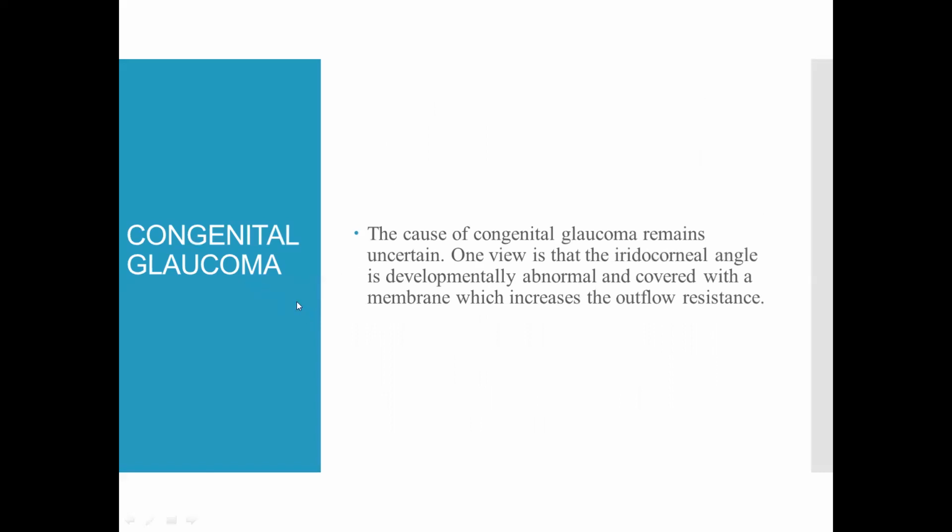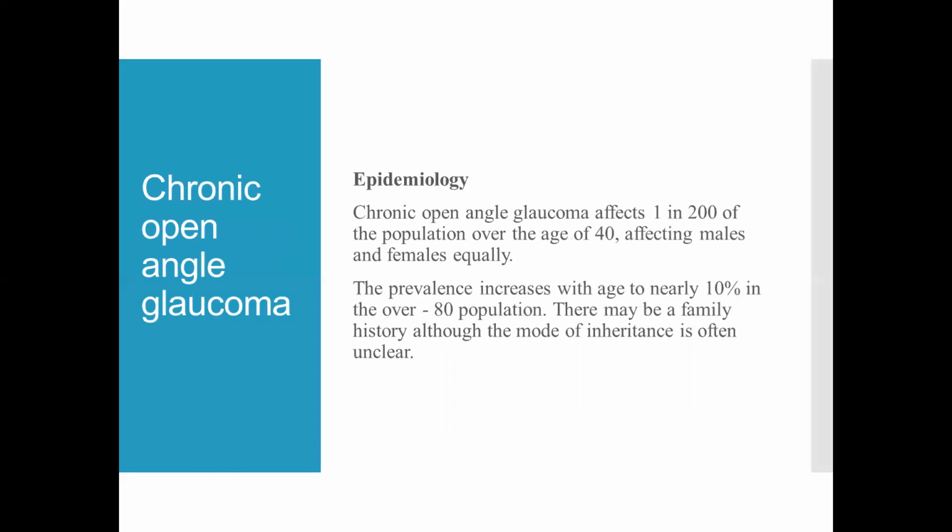Now let's talk about congenital glaucoma. The cause of congenital glaucoma remains uncertain. One view is that the iridocorneal angle is developmentally abnormal and covered with a membrane, which increases the outflow resistance.